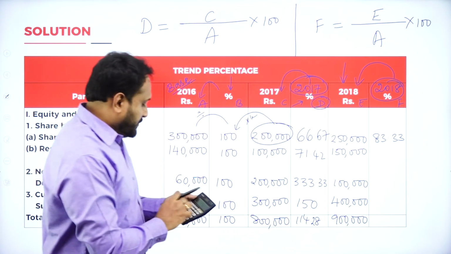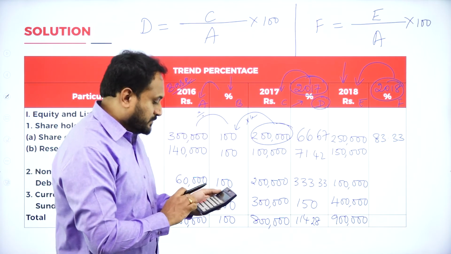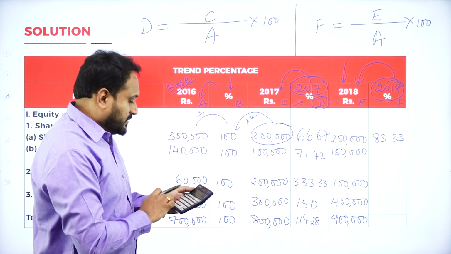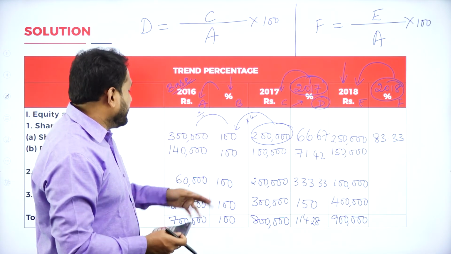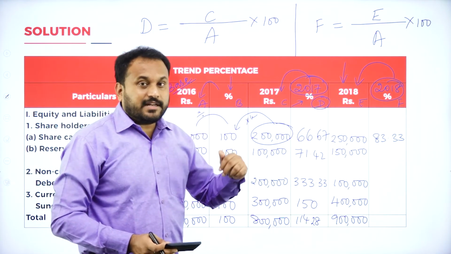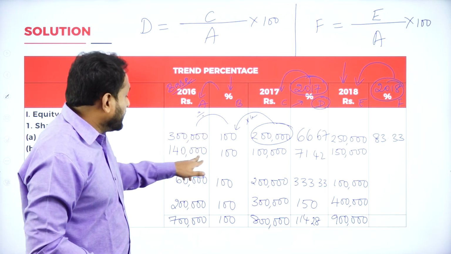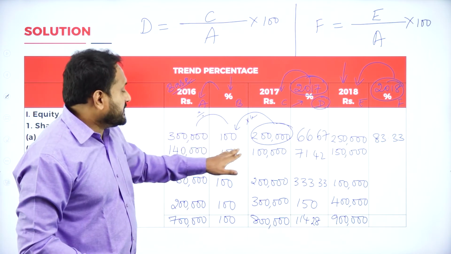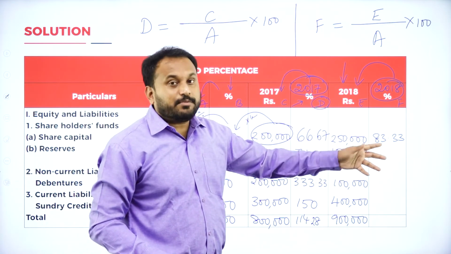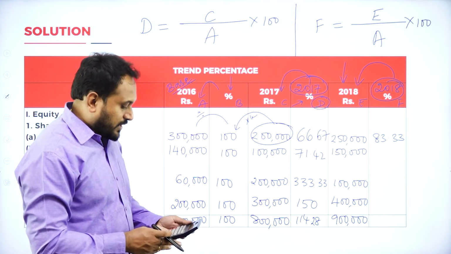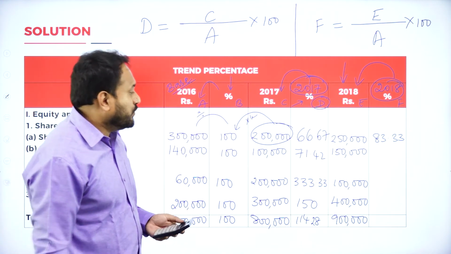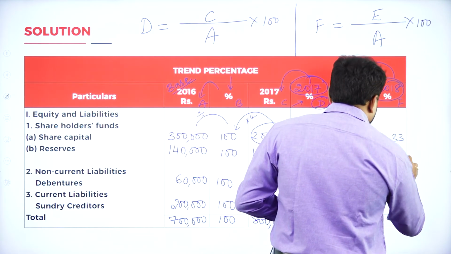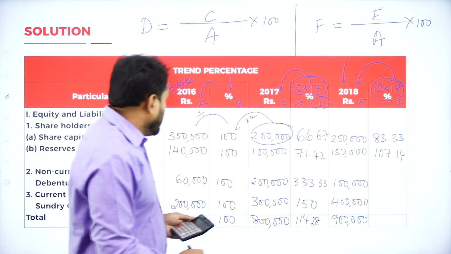83.33%. Next we will go 1,50,000 into 100 divided by 1,40,000. Now you should tell me, will it be more than 100 or less than 100? It will definitely be more than 100. For 1,40,000 it is 100%, so 1,50,000, how much will it be? More than that. It is 107.14 percentage.